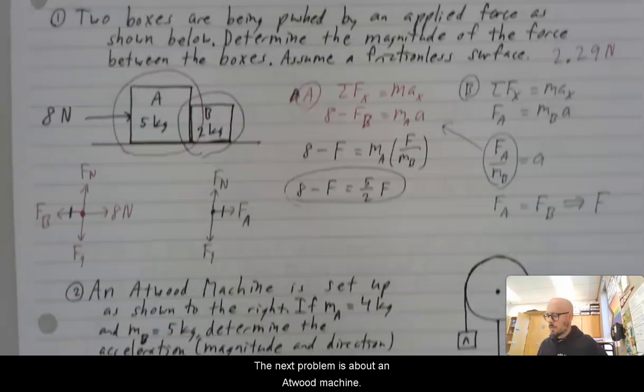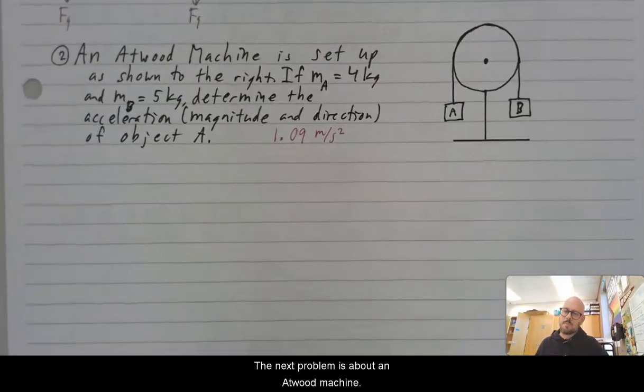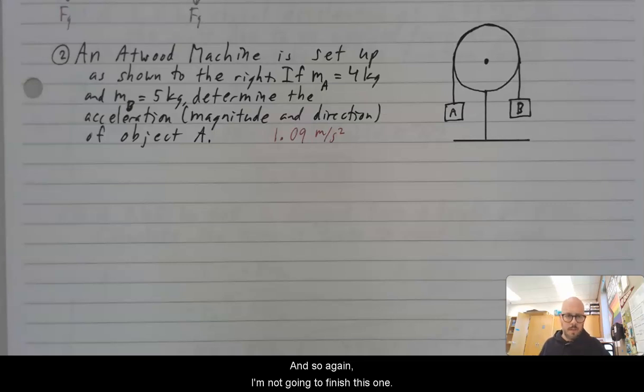That's great. The next problem is about an Atwood machine. And so, again, I'm not going to finish this one. Atwood machines are things that are really just to demonstrate physics. And it's the same thing as the previous problem. It just looks like it's not.